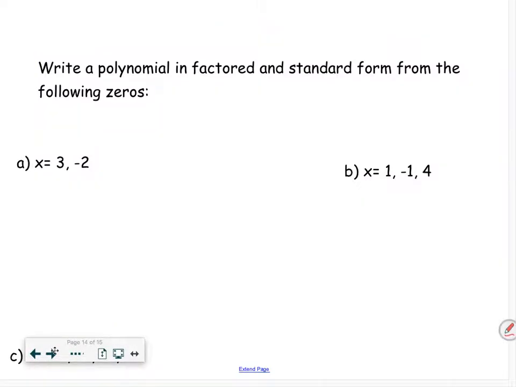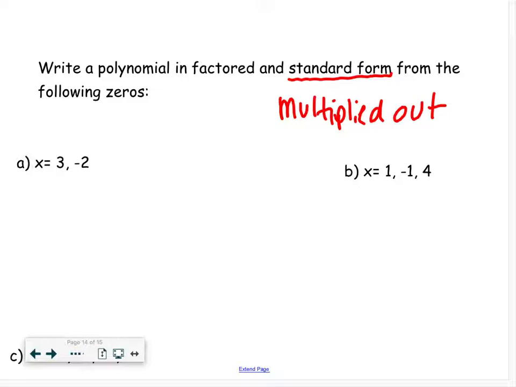The next thing we're going to talk about is writing polynomials in factored and standard form. Standard form is when it is multiplied out, so when we add or subtract in between. Factored form, you just have parentheses multiplied together. You pretty much already know how to do this.